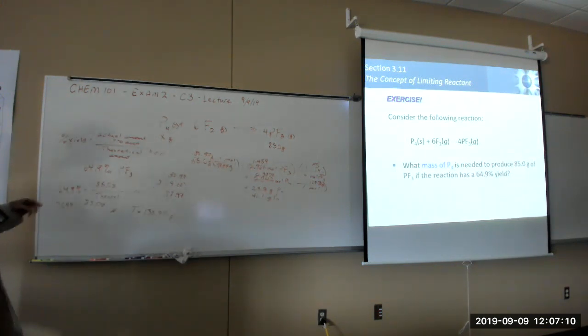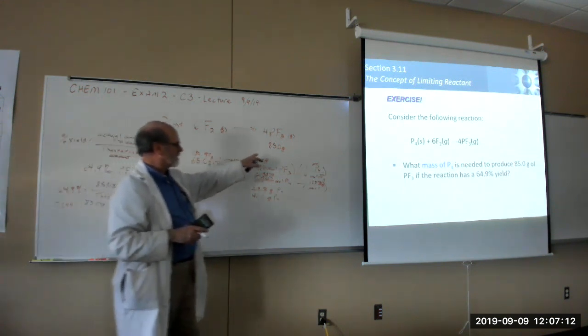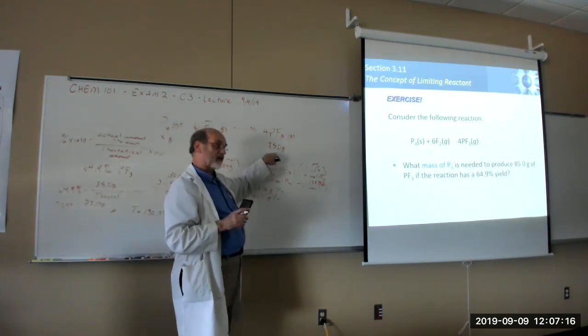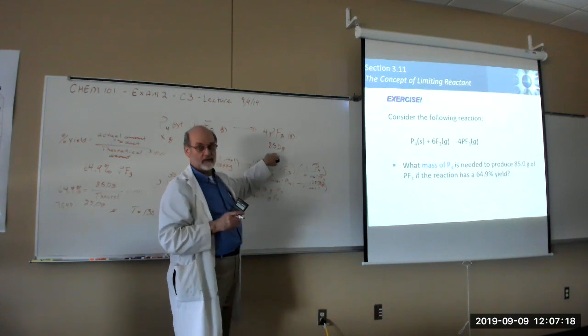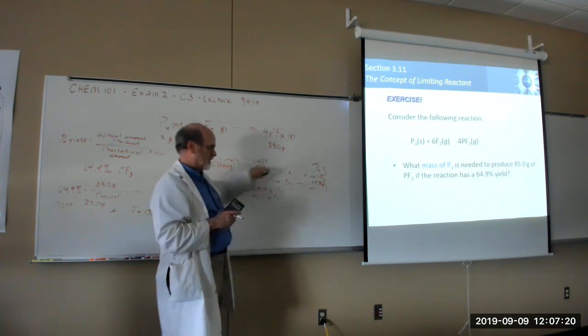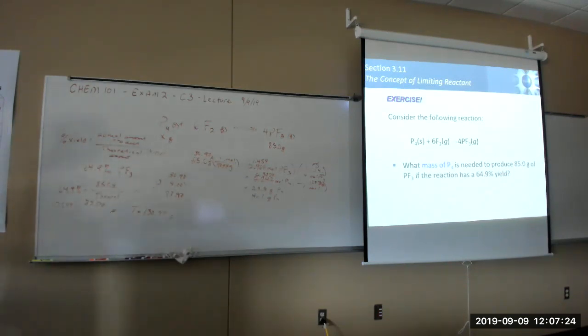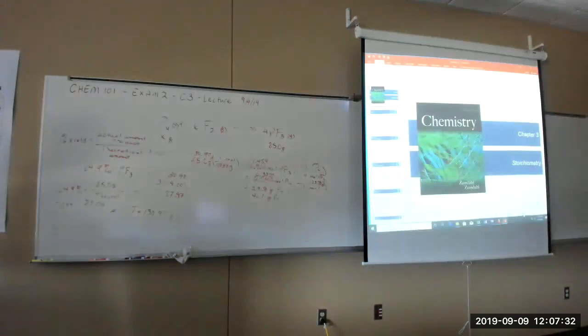Okay, so we just worked backwards. We said, if it's inefficient, then how much of this do I actually need to shoot for, theoretically, to give me that actual? That's what this is all about right here. Yeah, 46.1. That's the end of chapter 3.